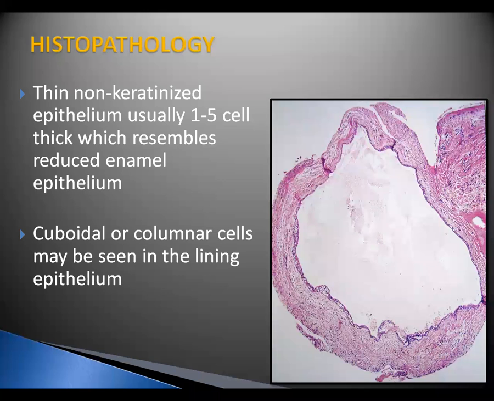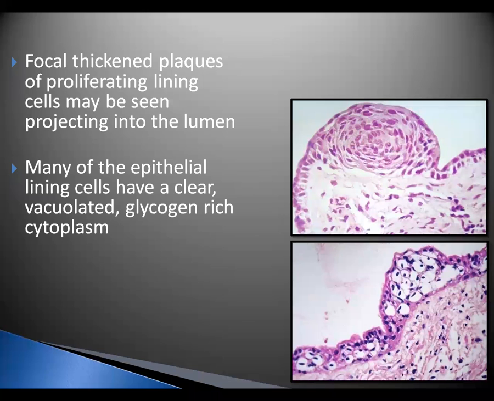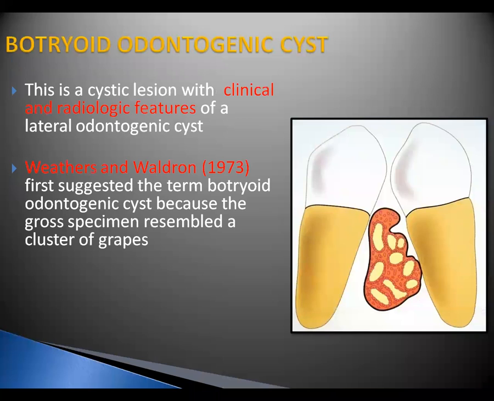So histopathologically, thin, non-keratinized epithelium, usually 1 to 5 cells thick, which resembles reduced enamel epithelium. That means the finding is very similar to your dentigerous cyst. Cuboidal or columnar cells may be seen in the lining epithelium. Focal thickened plaques of proliferating lining cells may be seen projecting into the lumen. Many of the epithelial linings have a clear, vacuolated, glycogen-rich cytoplasm.